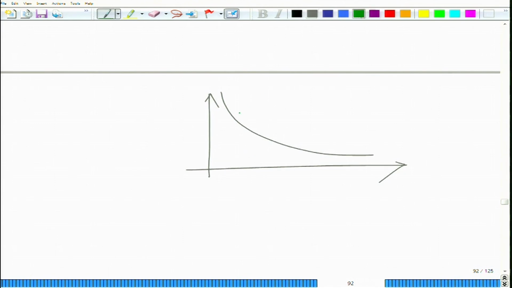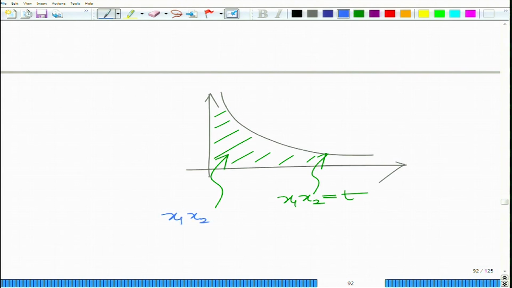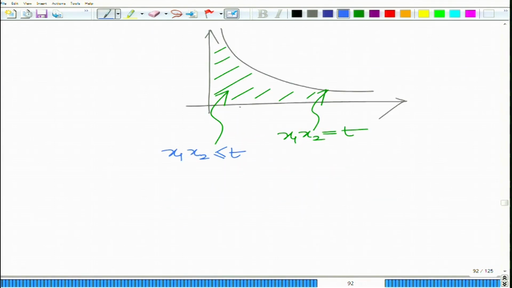if you look at the set x1 x2 less than or equal to t, that will be this set. This is the curve x1 x2 equals t, and this is the area that is x1 x2 less than or equal to t, and you can see this set is not convex. This set is not convex.